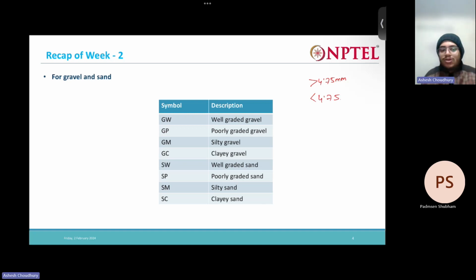So what are the possible symbols that we may have for gravel and sand? Those are detailed here. We can have well graded gravel, poorly graded gravel, silty gravel, clayey gravel, then well graded sand, poorly graded sand, silty sand, or clayey sand. When and how we come to these symbols, we'll see. For now, let us just understand that these are the probable symbols that we can have for gravel and sand.